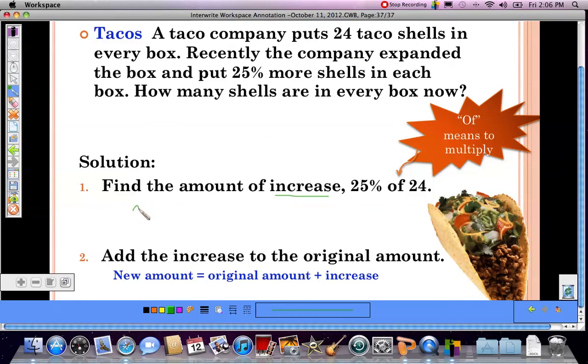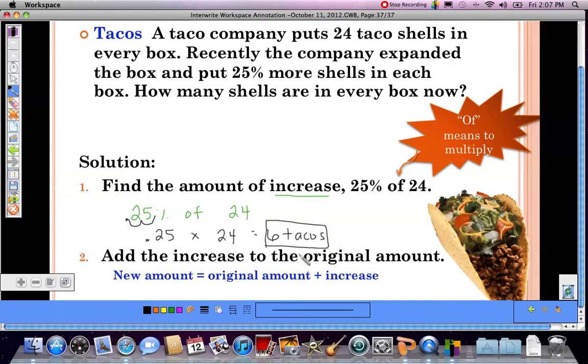They originally put 24 taco shells in every box. So we can solve 25% of 24 by multiplying. And we've learned these types of problems before, but you simply want to move your decimal point back, and we are going to calculate 0.25 times 24, which is equal to 6. This number that we found is the amount of increase. This means they are going to increase each box by 6 tacos.